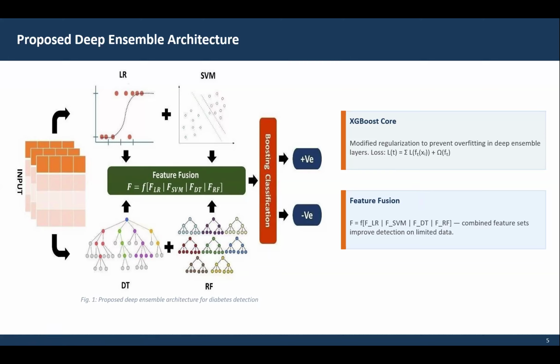After the fusion layer, we employ XGBoost as a meta learner. XGBoost analyzes the combined outputs from all the base models and learns the appropriate importance of each model's prediction, whether LR is performing better, or SVM, or DT, and so on, which is done by the XGBoost.